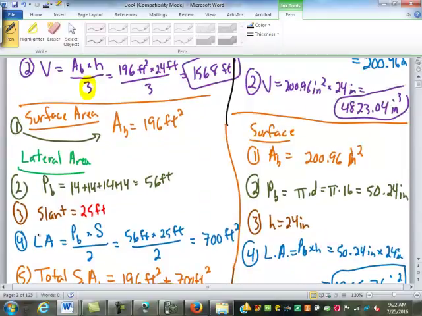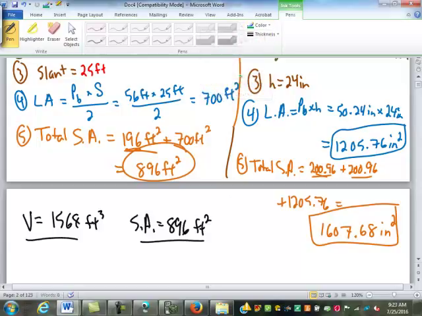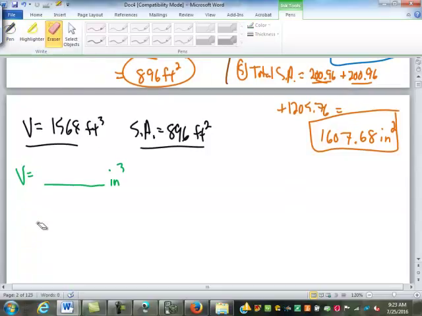So for this one, we had a volume of 1568 cubic feet and a surface area of 896 square feet. What would the volume be in cubic inches, and what would the surface area be in square inches?